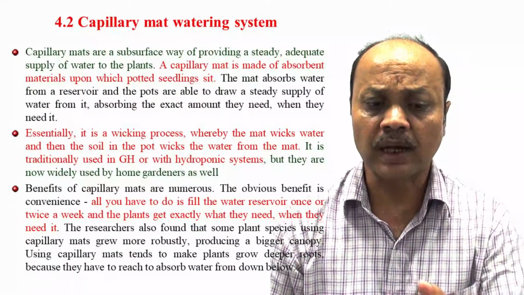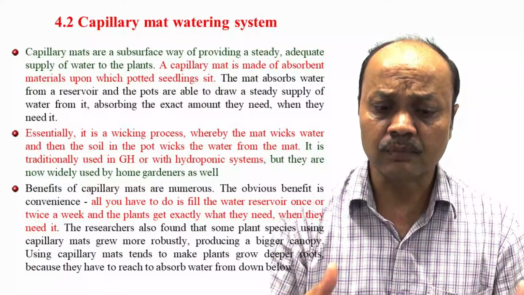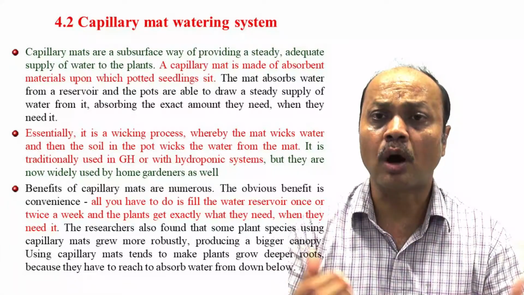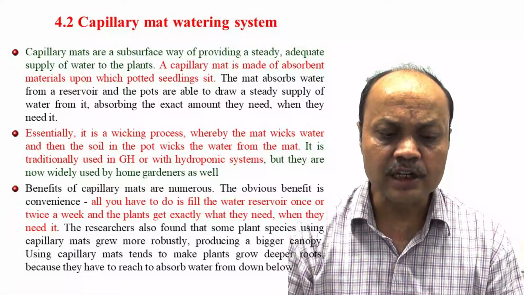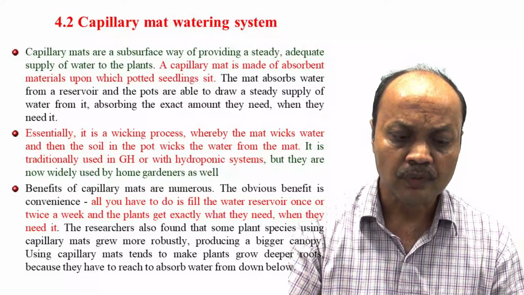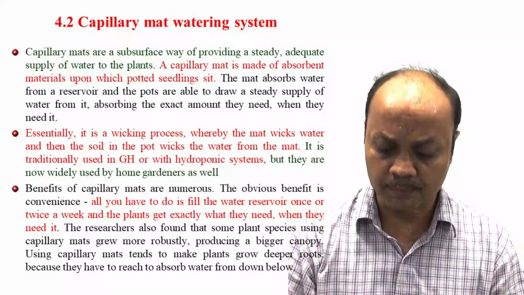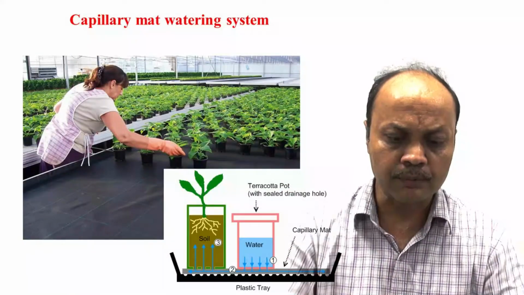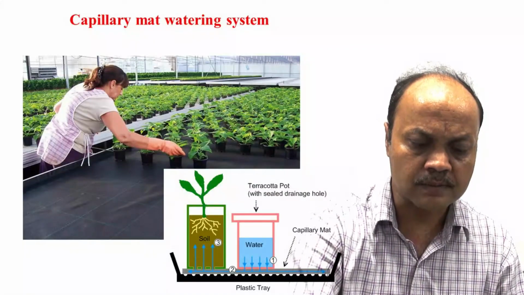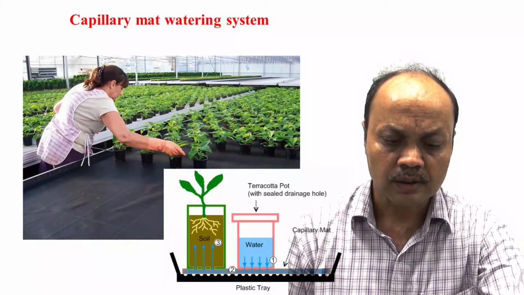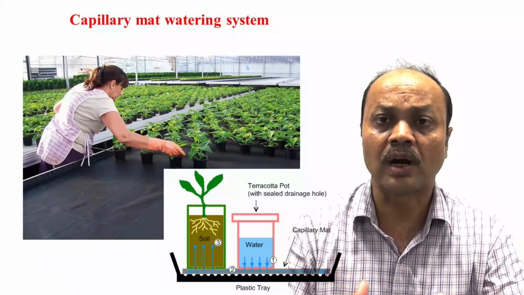Mainly in potted plants this type of system is normally used. As I told you, there is the capillary mat watering system. Here the capillary mat is made of absorbent material, so it absorbs the moisture. Essentially it is a wicking process where the mat wicks the water, and then the soil in the pot wicks the water from the mat. As I told you, this is the capillary mat, and you put your pot on this capillary mat, and the capillary mat has water.